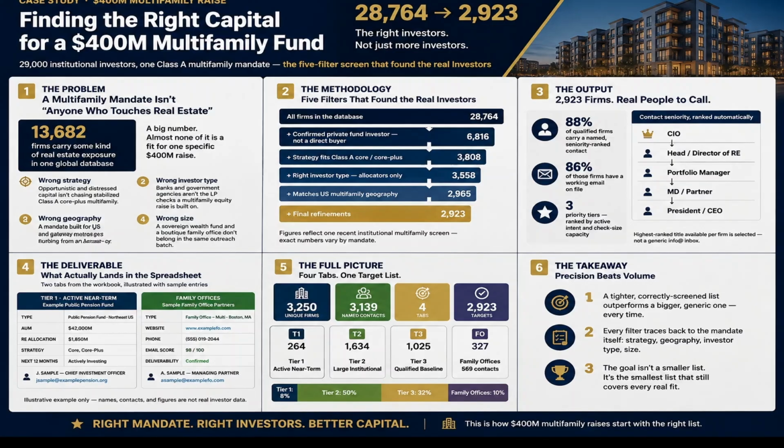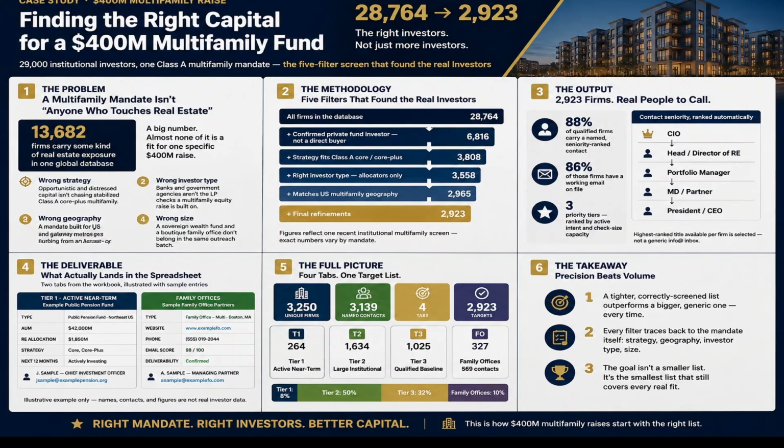Okay, here's the dashboard for this particular raise, and the idea again here is to look for the right investors in my institutional grade database for a $400 million multifamily raise. Again, we started around 29,000 institutional investors. Now the problem is, in most cases, real estate is always the most popular sector. In this particular case, I've got about 13,600 that carry some type of real estate exposure in that database. And again, it's a global database, institutional grade, updated as of about the middle of last year.